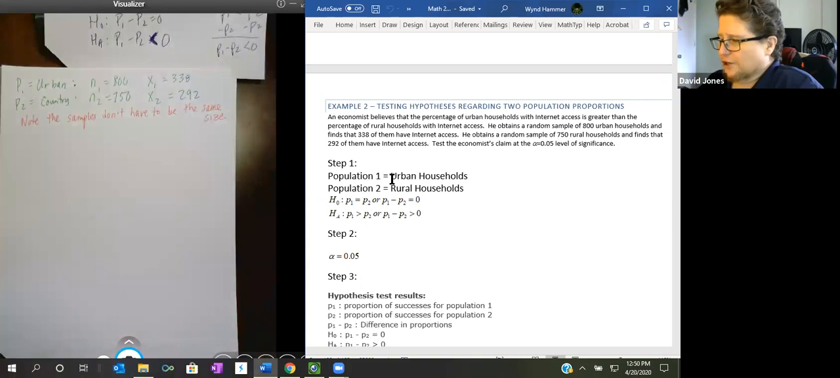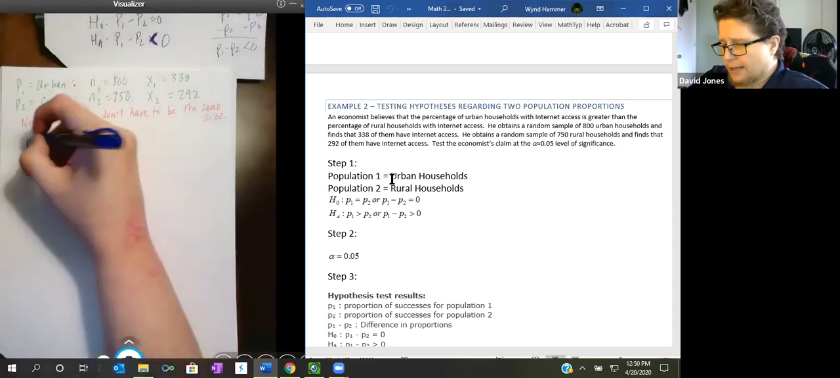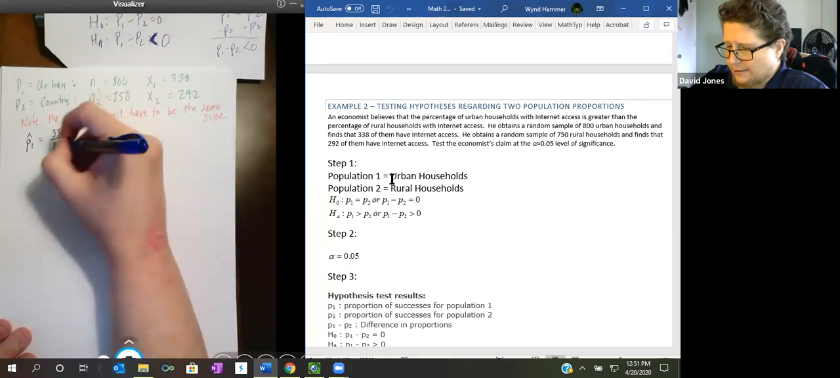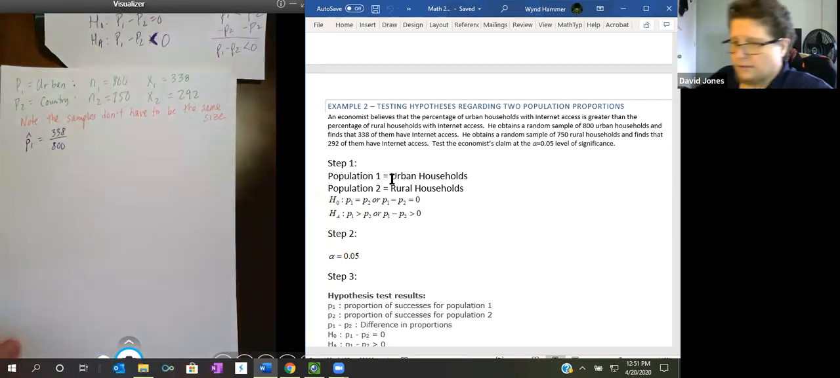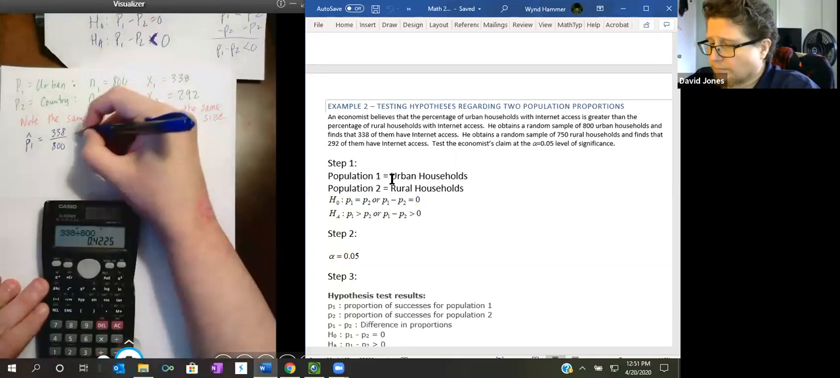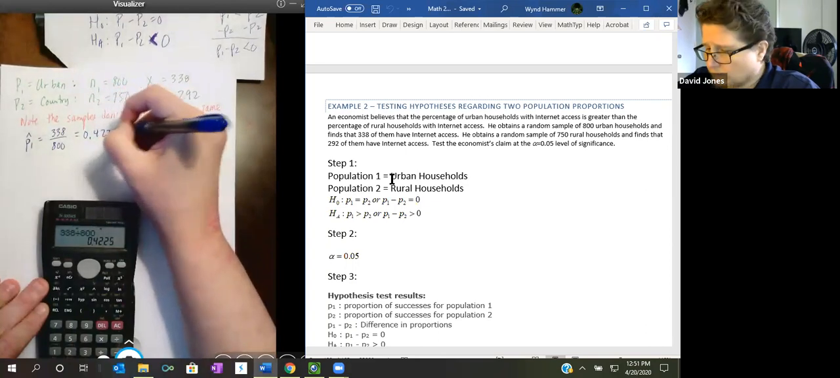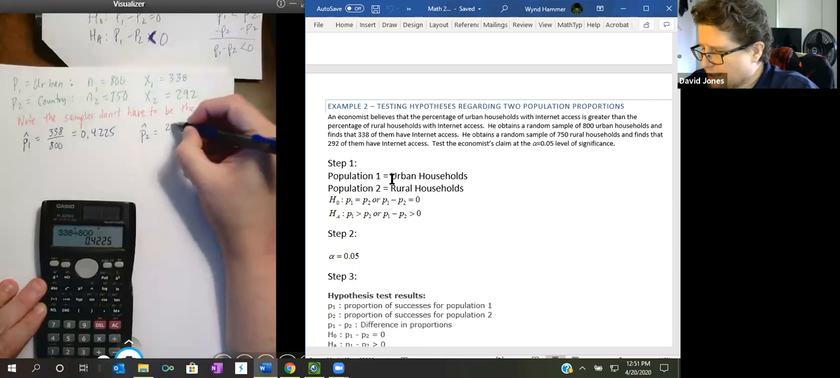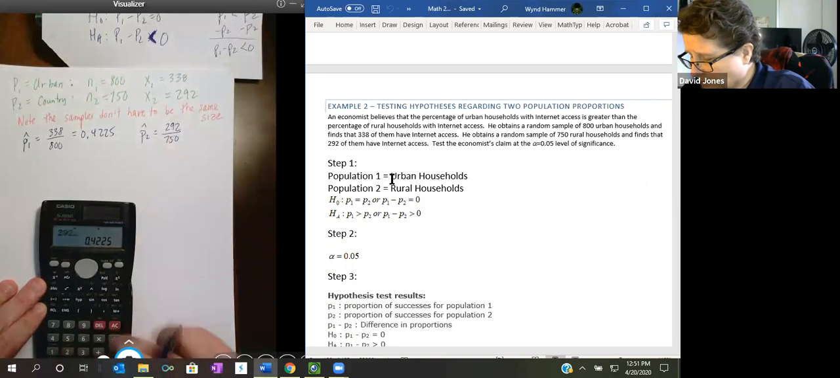We can test our claims. What proportion, what is P1 hat here? Let's see what P1 hat is. P1 hat is 338 over 800. P2 hat is 292 over 750. I'll go to 4 decimal places here as well.